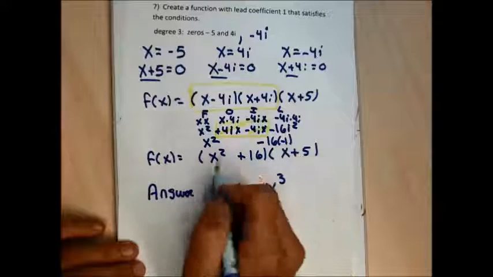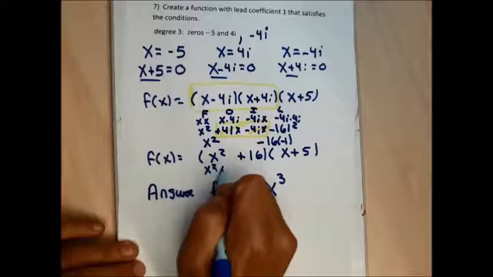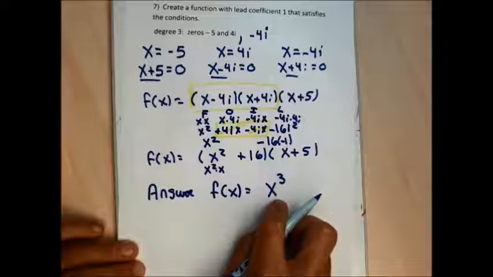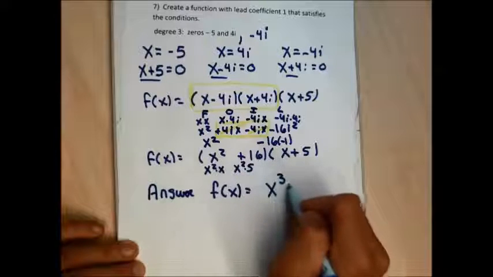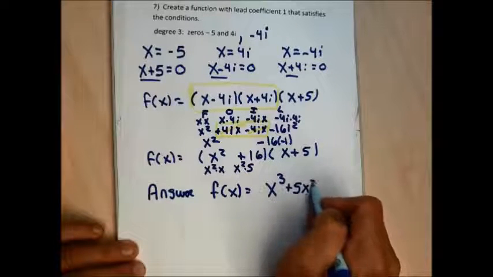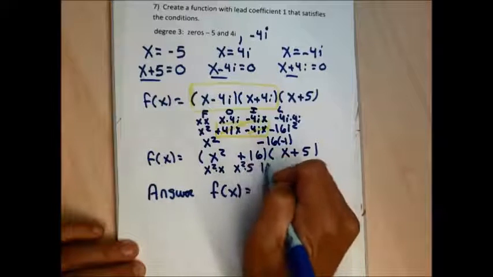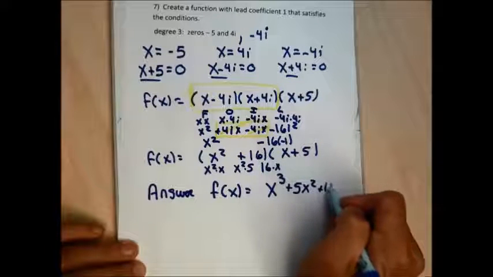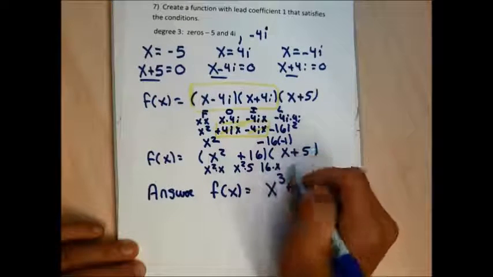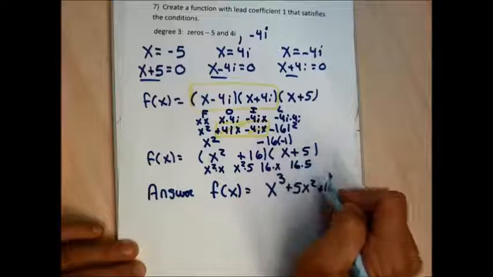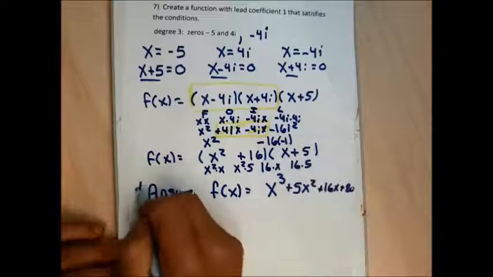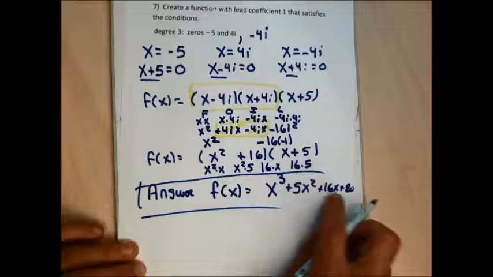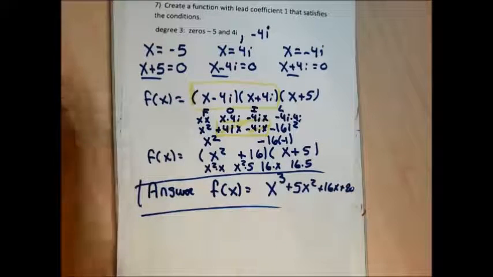First are going to be x squared times x, which is the x cubed that I need to get. Outers are going to be x squared times 5, which is going to be the 5x squared in my answer. Inners are going to be 16 times x. That's going to be a positive 16x. Lasts are going to be 16 times 5. And I think that's 80. My answer to this should be x cubed plus 5x squared plus 16x plus 80.